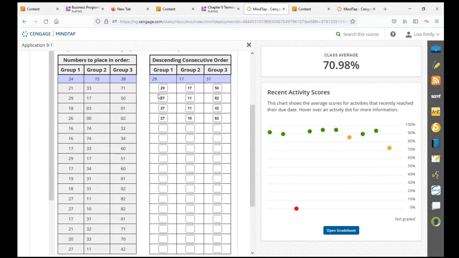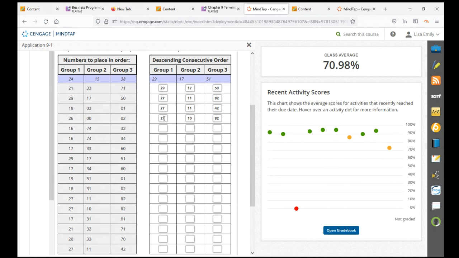So you see how these numbers are descending, consecutive order. 27 is after 29, still on 27s. The middle number is consecutively going down, 17, 11, 11, 10. These are going down. 50 is because it's with the number 29, but all these 27s, they start high, 82, 42, 82. And this one changes because the middle digit changes.